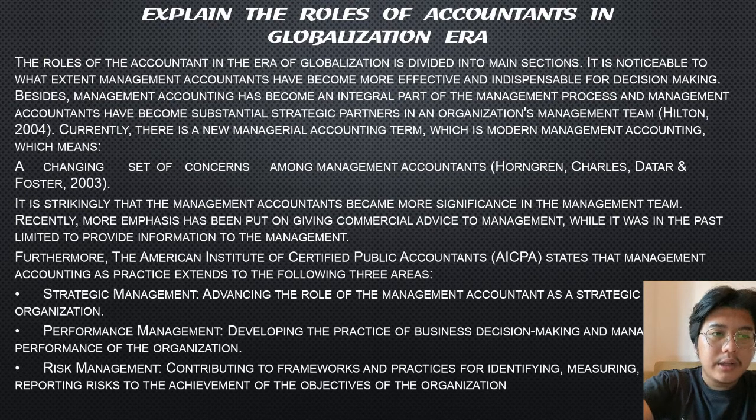Okay, the first is strategic management, advancing the role of the management accountant as a strategic partner in the organization. Second is performance management, developing the practice of business decision making and managing the performance of the organization. Okay, the last is risk management, contributing to frameworks and practice for identifying, measuring, managing, and reporting risks to the execution of the objective of the organization.